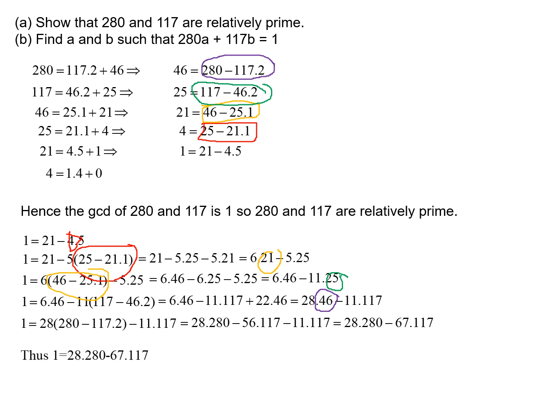Okay, and through observation you will obtain that your A is 28, your B is negative 67. So just compare the numbers boxed in right here. As you compare, the multiple of 280 is A, and that is simply 28, and the multiple of 117 is negative 67. So please, when you compare, please consider the signs, positive, negative, as well. So this is a typical example of application of the Euclidean algorithm. Yeah.